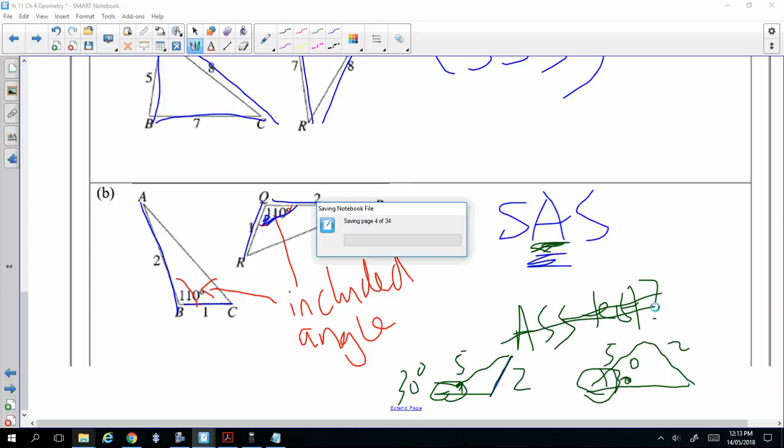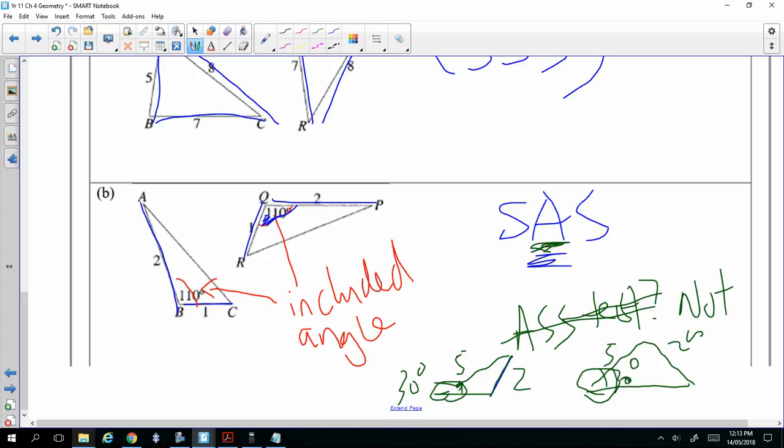Yes, it has to be included. So these 2 are not congruent. Not congruent. Does that make sense? Right, good. All right.